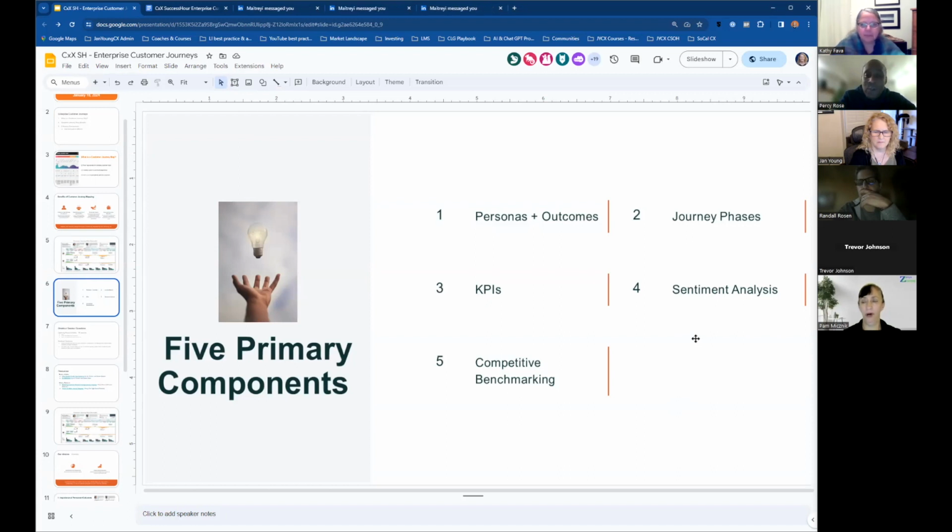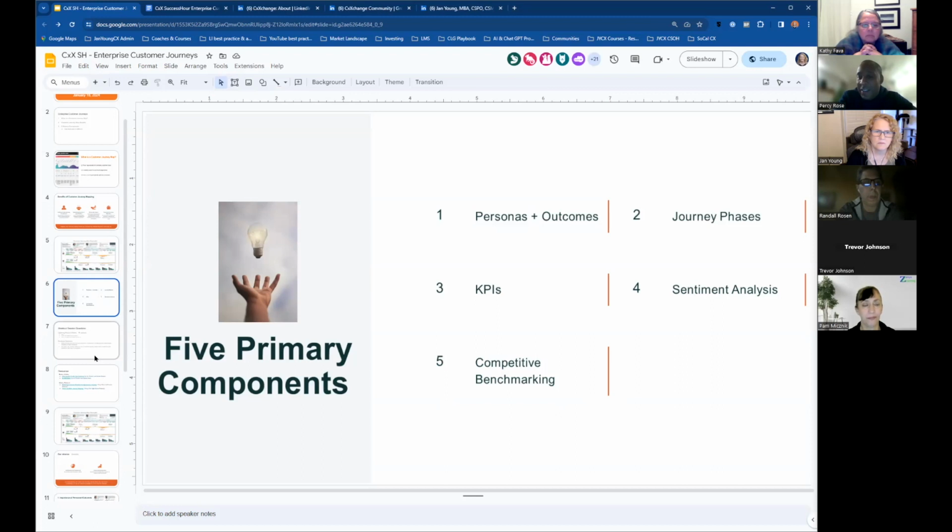Then we want to put quantitative data, and we put KPIs in our journey maps, right? And so you don't want to just go by feeling. You want to validate that with numbers, because that's how you're going to get buy-in from your executive leadership team. Fourth is the qualitative part, the sentiment analysis, as we were pointing out, the up and down heat map. And then the fifth, competitive benchmarking.